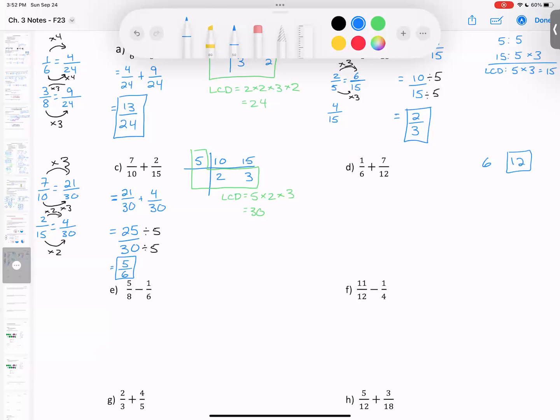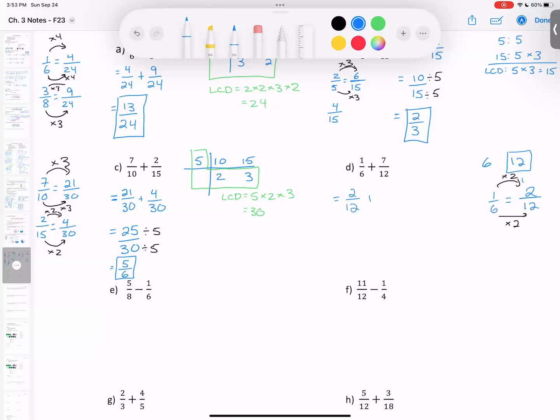Okay, so that means I want this 1 over 6 expressed as some number over 12. And the 7 over 12 is already 12, so that one's done. So 6 multiplied by 2 would give me 12. So that means on top, I'm also going to multiply by 2, which gives me 2 over 12. And so I can rewrite this 1 over 6 as 2 over 12.